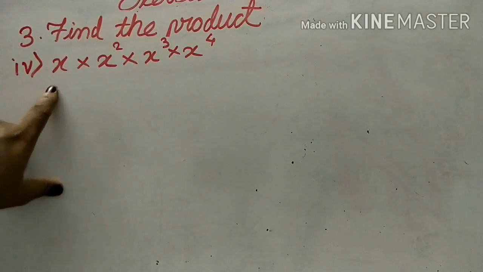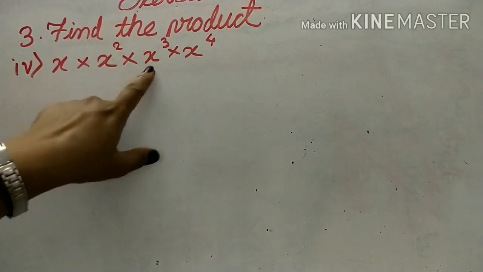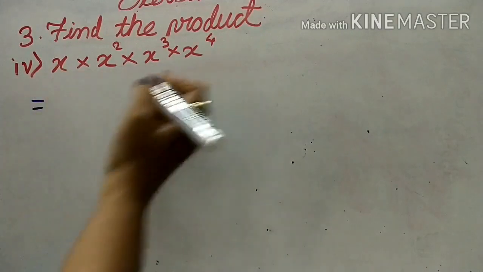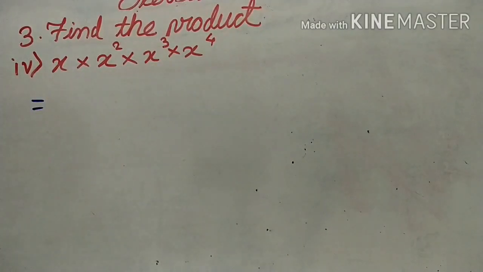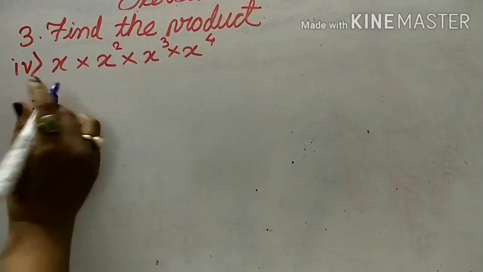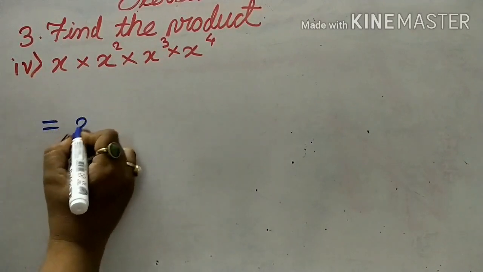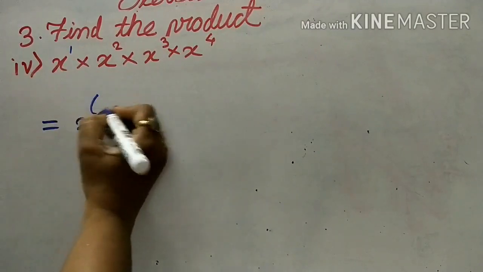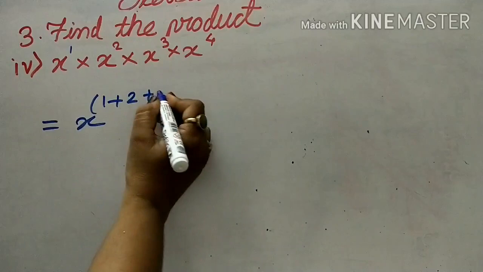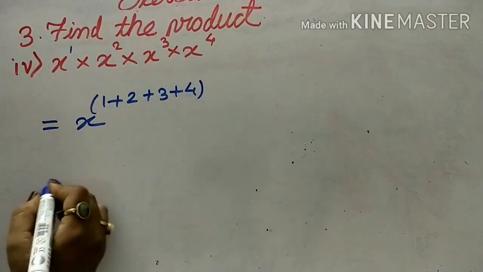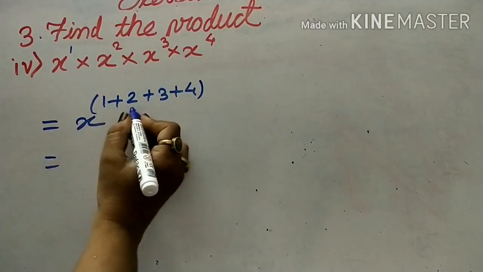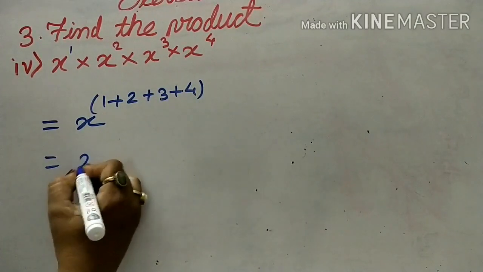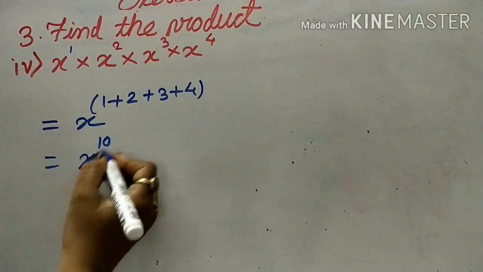It is very easy. x into x square into x cube into x raised to 4 is equal to, bases are equal, means what we have to do then? We have to add the powers. See, is equal to x into, here no power means always we have to consider it as 1, 1 plus 2 plus 3 plus 4. Now go on adding: 1 plus 2, 3, 3 plus 3, 6, 6 plus 4, 10. Therefore the answer is x raised to 10.